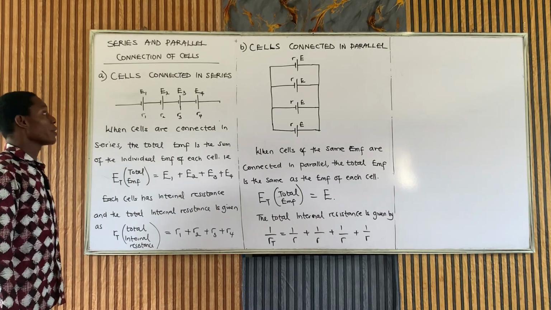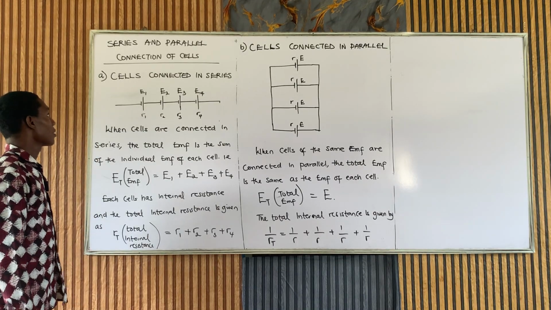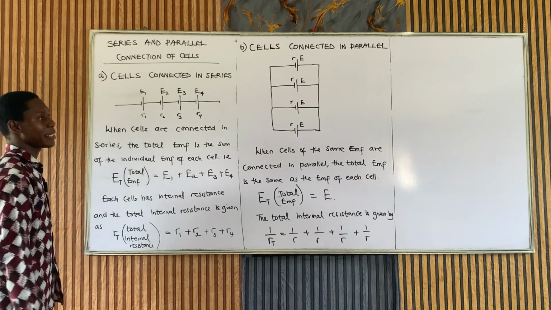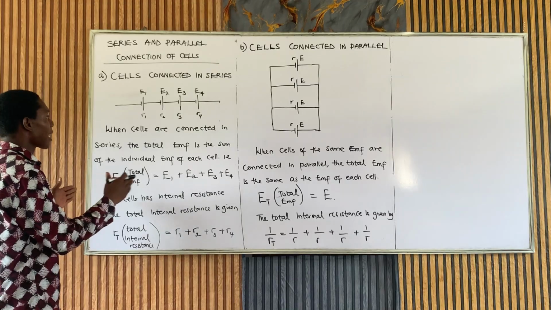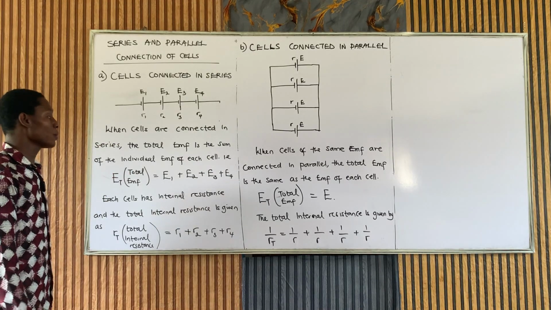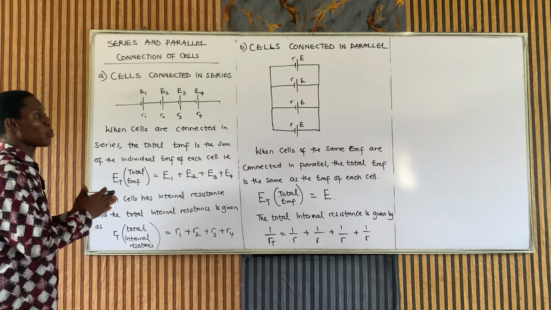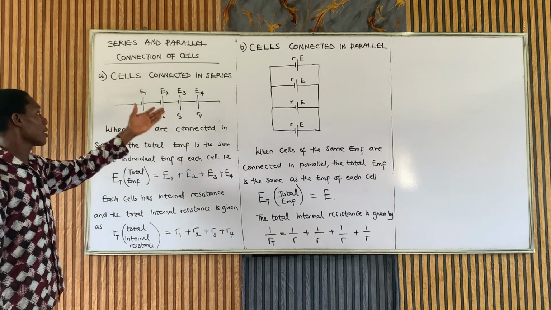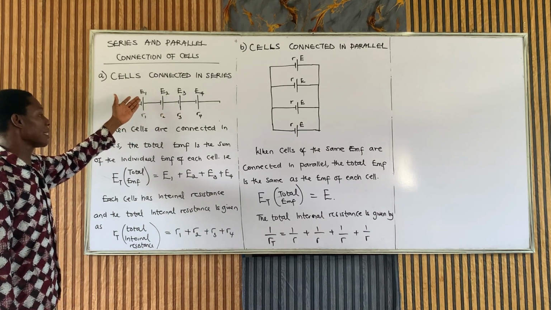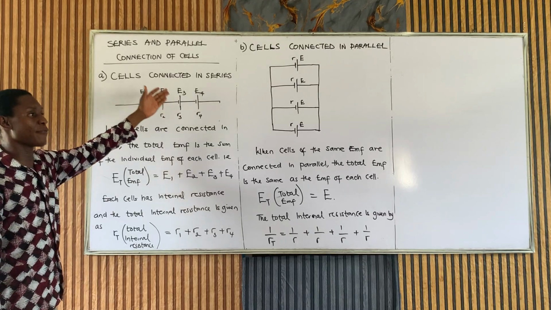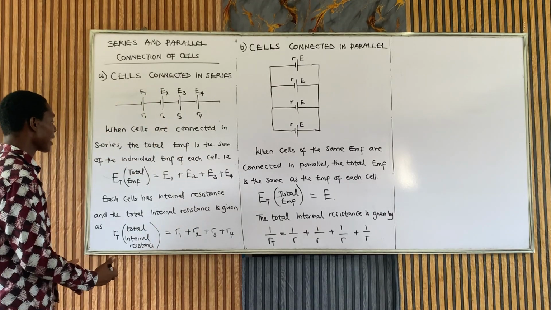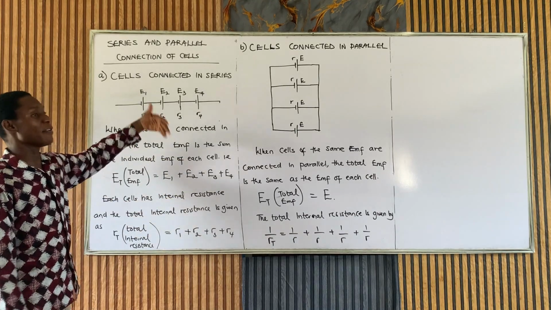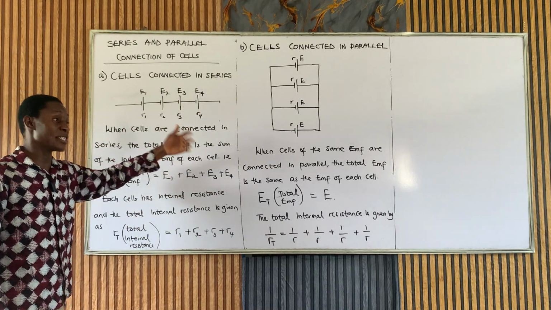Series and parallel connection of cells. Let's take the first one now. Cells connected in series. When cells are connected in series as shown, the total EMF is the sum of the individual EMF of the cells. As we can see here now, we have 4 cells, each one having EMF of E1, E2, E3, E4 respectively. So total EMF will be E1 plus E2 plus E3, then plus E4. If there's a 5th cell connected in series, it will be plus E5.